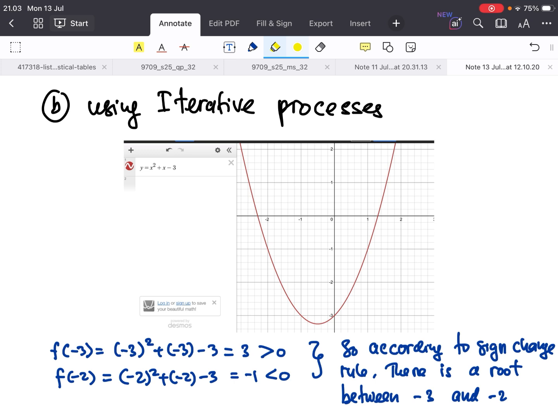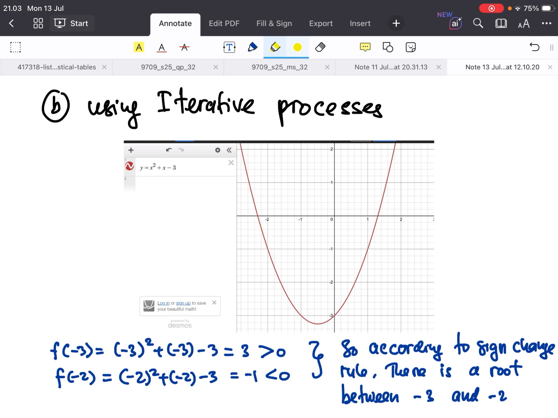We can check, for example, by inputting x equals negative 3 into this formula. So it's negative 3 squared plus negative 3 minus 3 equals 3. So it's positive. And when we input x equals negative 2 into this formula also, we get negative. So one value of y is positive 3, and the other is negative 1.